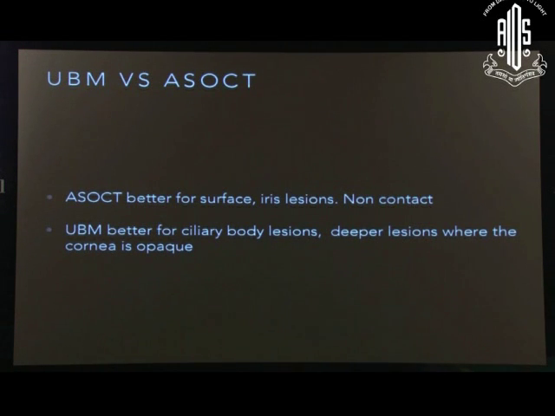A final word, someone may ask, why not ASOCT? ASOCT is fine for structures above the iris. There's a lot of shadowing which occurs behind, so anything involving the ciliary body region, ASOCT is not the greatest idea. Of course, its basic advantage, it's non-contact, so for post-operative cases, it's definitely better.